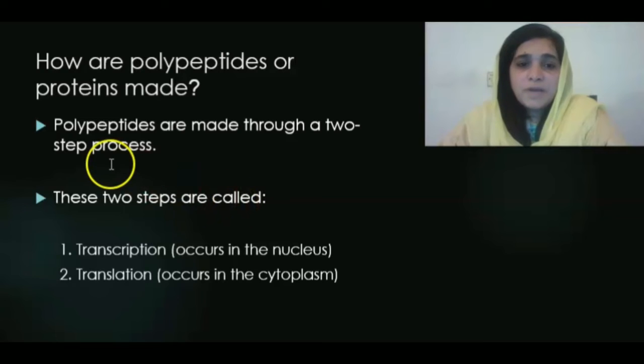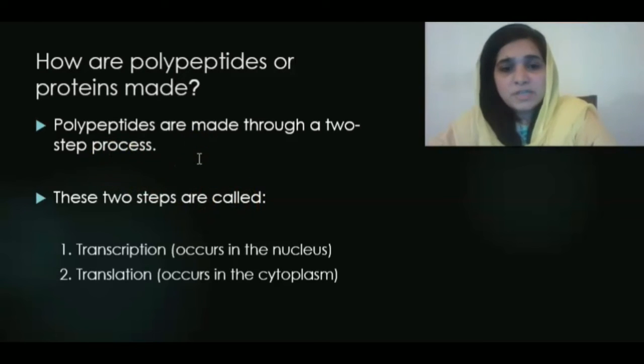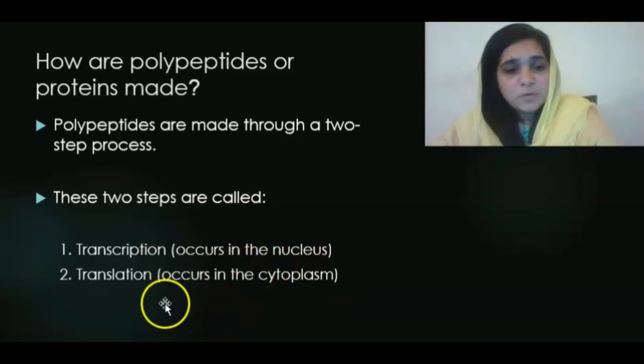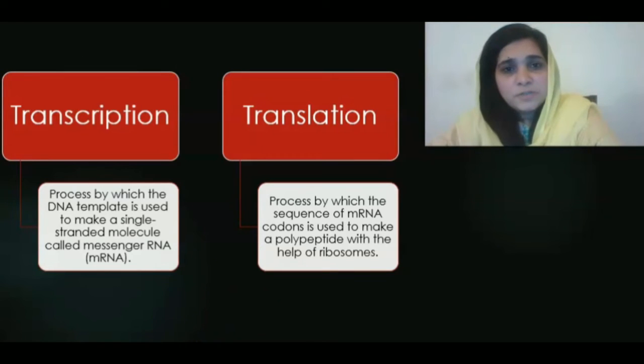How are polypeptides or proteins made? Polypeptides are made through a two-step process. These two steps are called transcription, which occurs in the nucleus, while translation occurs in the cytoplasm of the cell. Now, what is the difference between transcription and translation?